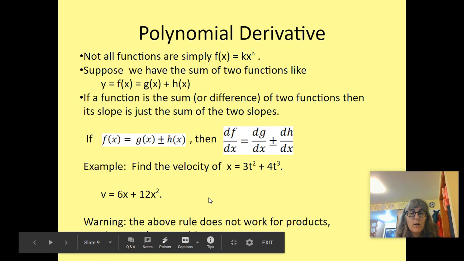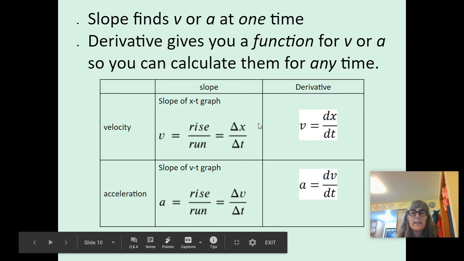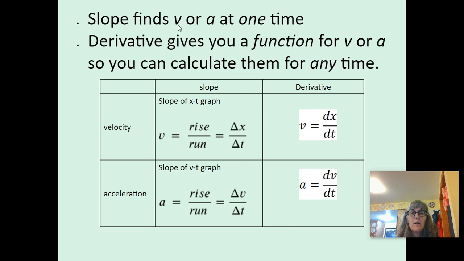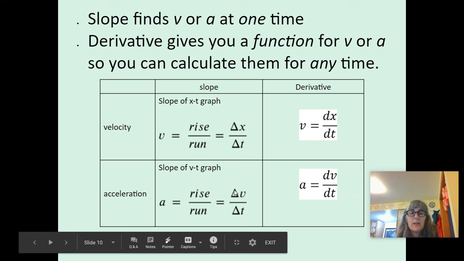That is more complicated. So as a summary, slope finds you the velocity or acceleration at one time. So you use rise over run, or if you have a constant graph, it'll tell you the speed of that constant function. The derivative gives you a function for v or a that you can use to calculate for any time.